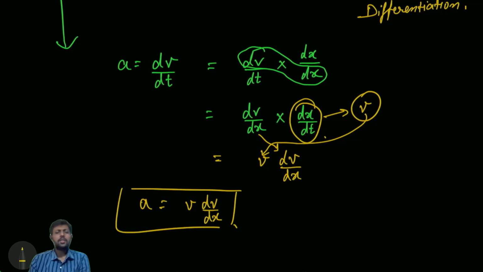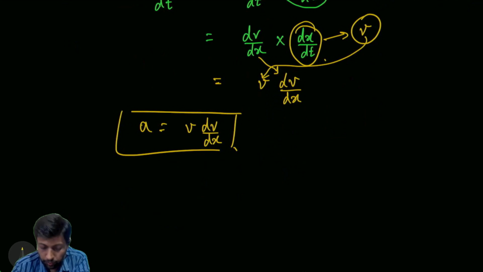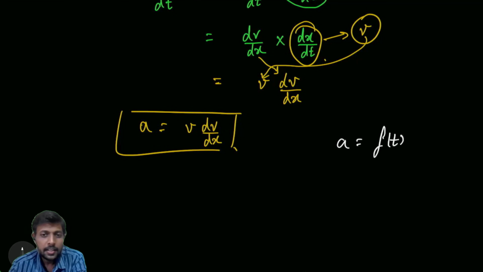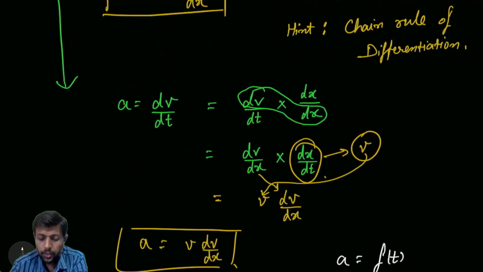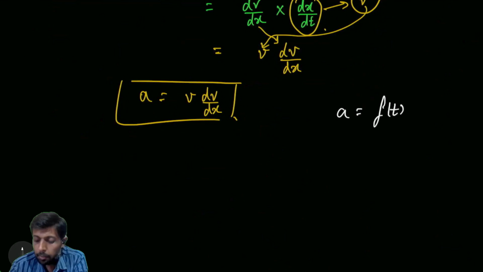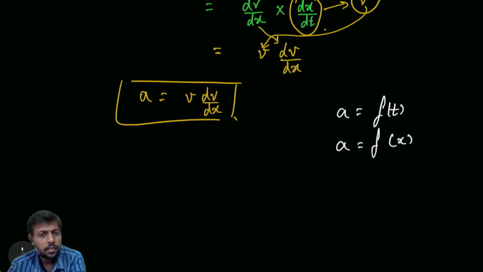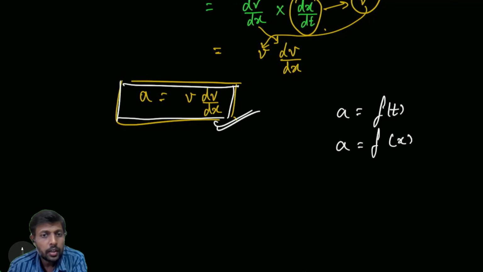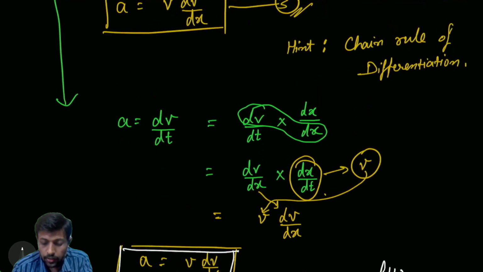Why did we need this? See, at times in question, you would be given acceleration as a function of time. When that is given to you, well, you can use the first two equations, okay? v equal to dx by dt and a equal to dv by dt. But in some cases, acceleration would be given as a function of x. What would you do then? So then this would come in handy, okay? This will give you the result faster. Okay, so it's good to remember all three relations.